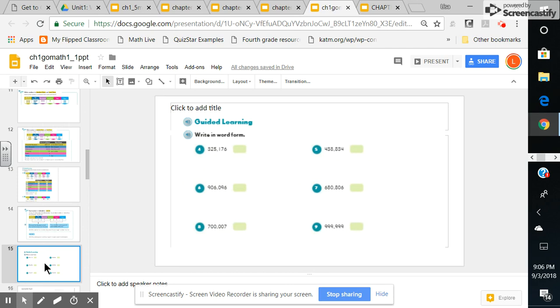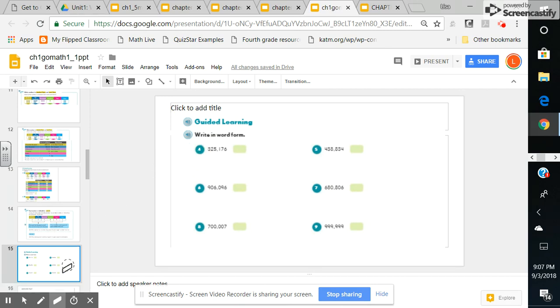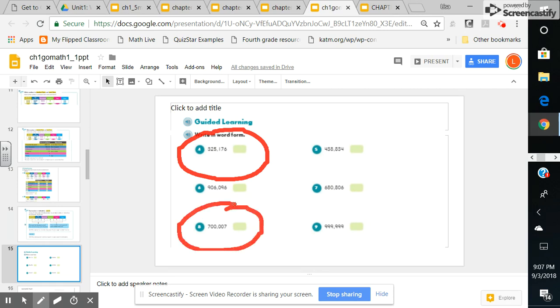We're going to do a couple of these examples. I'd like you to do just these numbers. Let me circle the ones I want you to do in your notebooks, and I will check them. Write in word form. Oops, sorry about that, let's erase. I want you to write in word form 325,176 and 700,007. Just those 2, and then we'll review other ones in class. Thank you, and now let's continue.